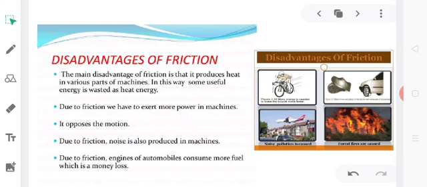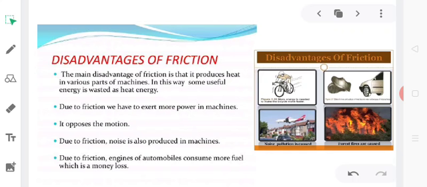Now comes the disadvantage part. Friction always opposes the relative motion between any two bodies in contact. Therefore, extra energy has to be spent in overcoming friction. Thus, friction involves unnecessary expense of energy. It means output is always less than the input.